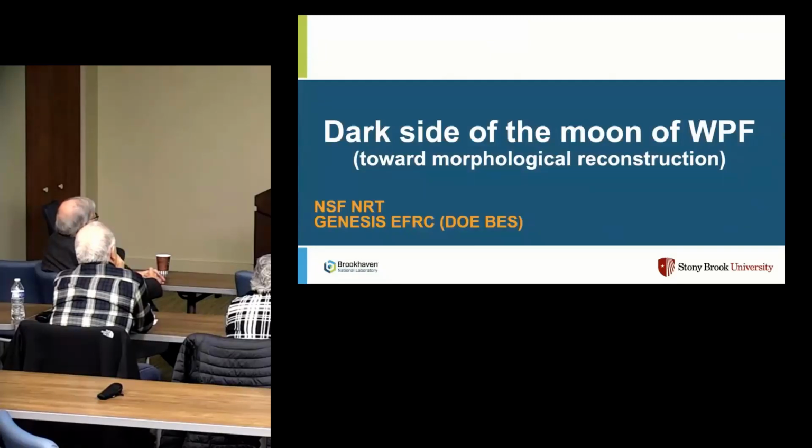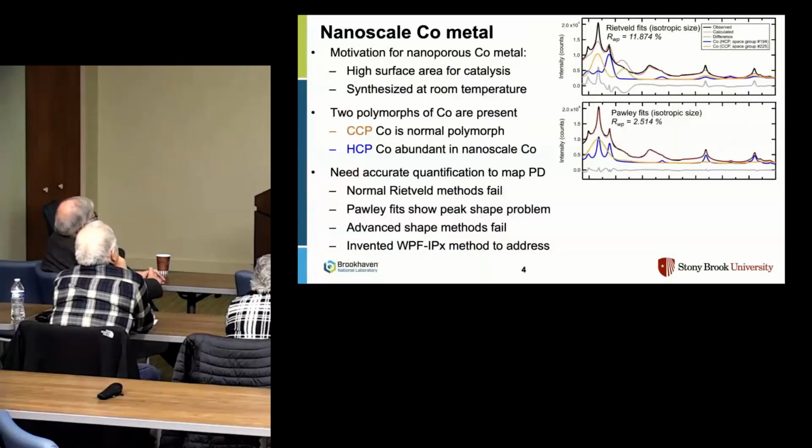All right, dark side of the moon of whole pattern fitting. So we came across this problem of cobalt metal. With a nanoscale synthesis, 2 polymorphs, both nanoscale, both anisotropic, probably in size. No good models that we tried could fit it. Normal Rietveld failed, Pawley failed for good reason. Advanced shape methods, anisotropic size, stacking faults, all of those failed as well. So we started asking why it failed.